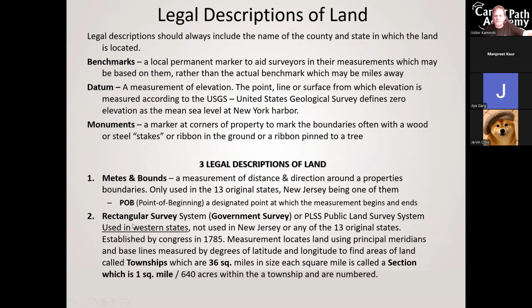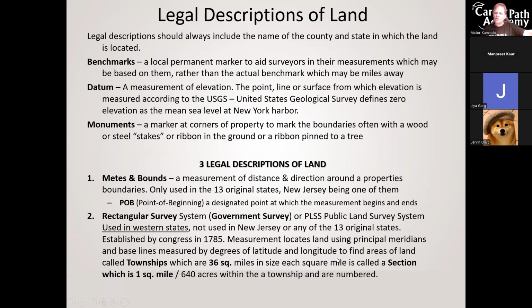So next up is the rectangular survey system, also known as the government survey. It is used in Western states. It is not used in New Jersey or any of the 13 original states. It was established by Congress in 1785. It's a measurement that locates land using principal meridians and baselines, just like airline captains and sea captains of ships used to circumnavigate the globe. They're measured by degrees of latitude and longitude.